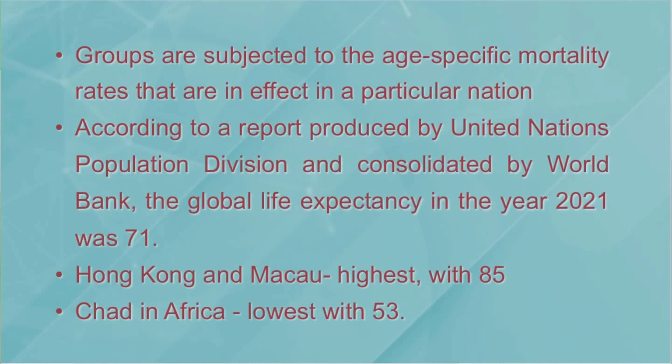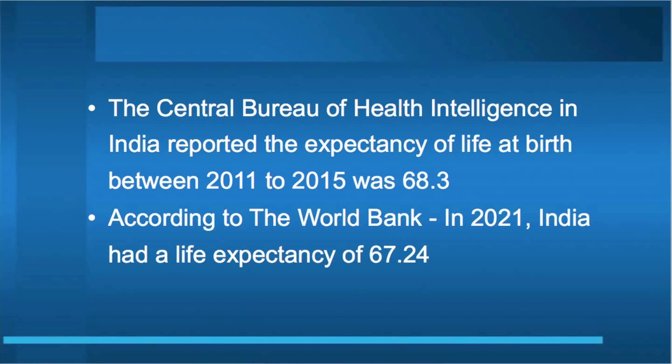Now, according to a report produced by the United Nations Population Division and consolidated by the World Bank, the life expectancy in the year 2021 for the whole world was 71. Hong Kong and Macau were at the top of the rankings with 85, whereas Chad in Africa stood at the bottom with 53. For India, according to the Central Bureau of Health Intelligence, the expectancy of life at birth between 2012 and 2015 was 68.3. The World Bank, on the other hand, suggests India has a life expectancy of 67.24.